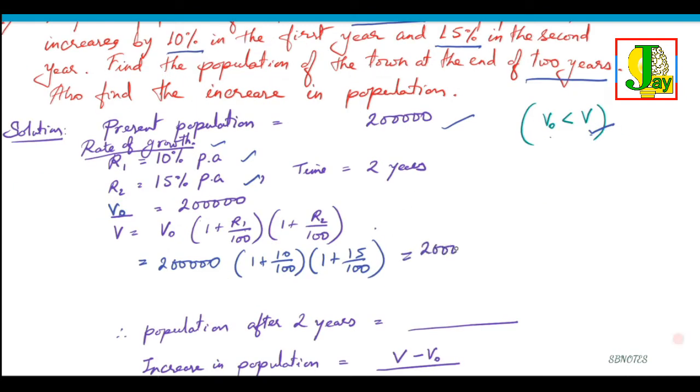That's 2 lakh into, if you cancel this you get 11 by 10, and you get 23 by 20, 5 3 times and 5 20, so you get 23 by 20. Now on solving this you get 2 lakhs 53,000.